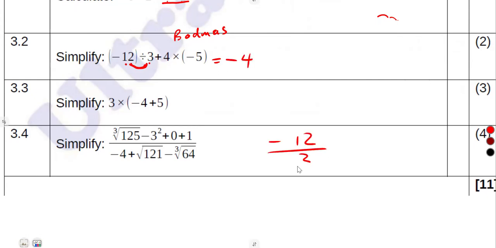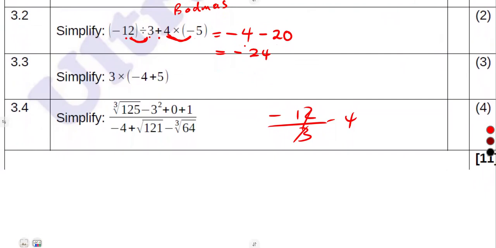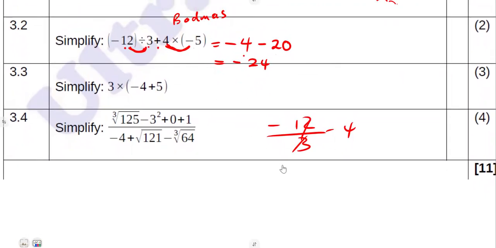Negative 12 over 3 is going to give us negative 4 plus, just multiply also these two. 4 times negative 5, that's negative 20. So this is going to give us negative 24. Add these two, that's 24. Take the common sign on your answer. So that is going to give us negative 24. You can just answer it directly like that from your BODMAS. Apply division and multiplication at the same time.